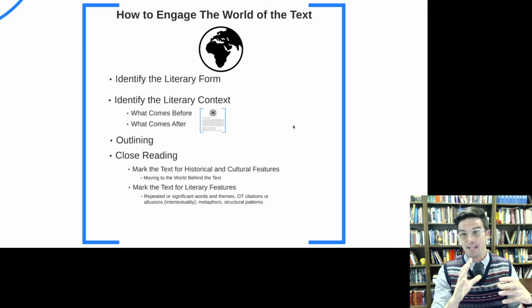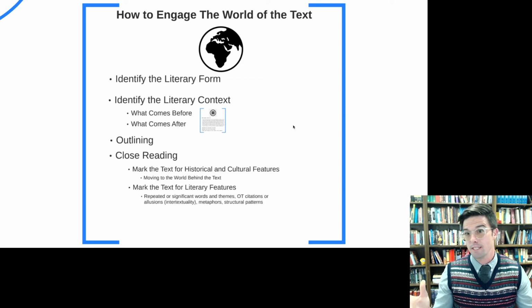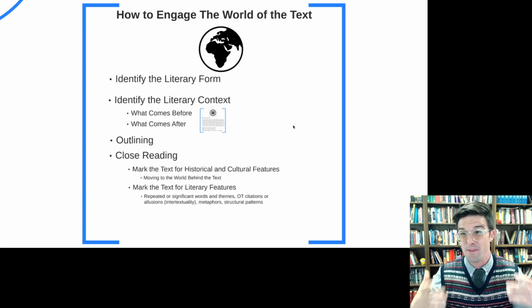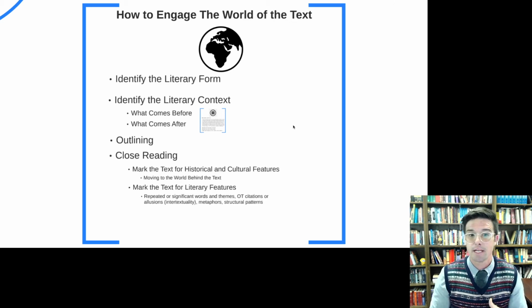And then if you see that same thing repeated throughout the given New Testament book, it's an even stronger clue that for this particular author, this idea, theme, or word is particularly important. You might also mark things like Old Testament citations or allusions. This is a place where a study Bible is going to be really, really helpful for you. Things like metaphors or different structural patterns that you find in a text.